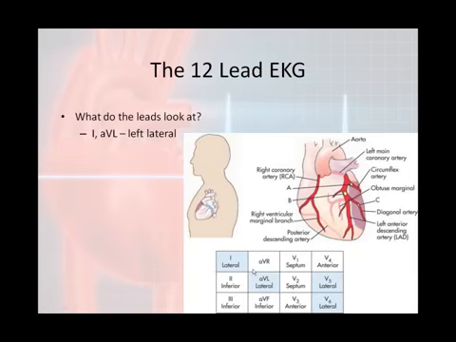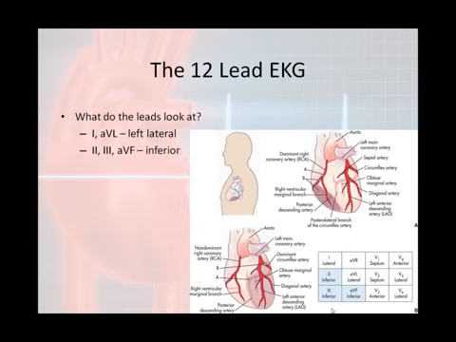So now what do the leads actually look at? Leads 1 and AVL, V5, and V6. If you're looking at a standard 12 lead, lead 1 and AVL are your lateral, V5 and V6 are your lateral. They're always going to be located right there. Leads 2, 3, and AVF, of course, are looking at the inferior wall of the heart. All three of those leads are going to be located in the lower left corner of the 12 lead, and they are connected, 2, 3, and AVF.